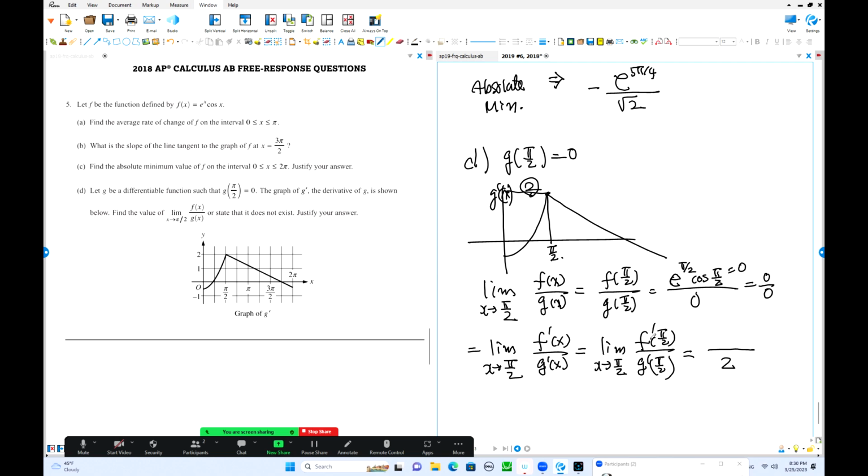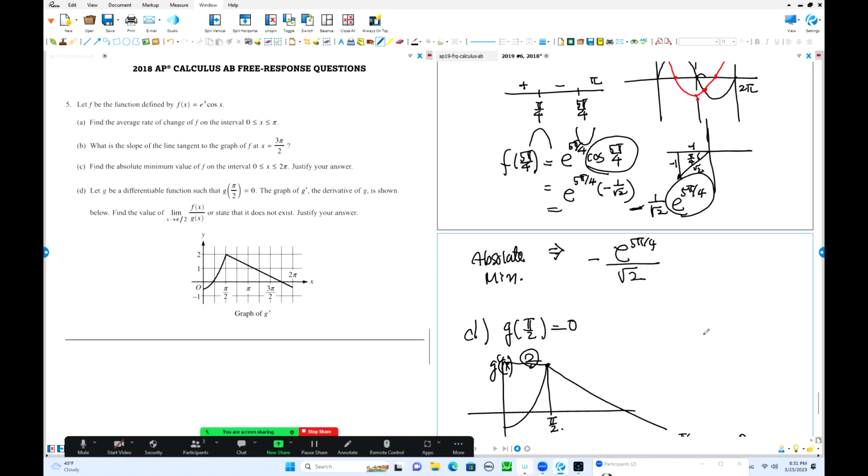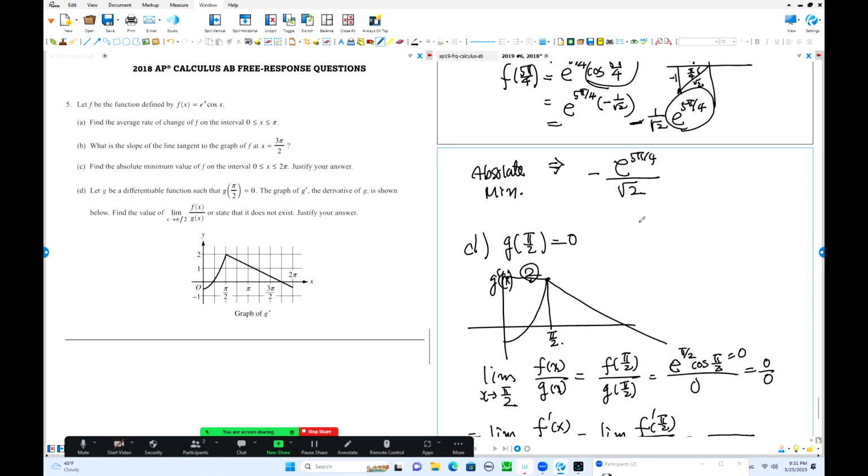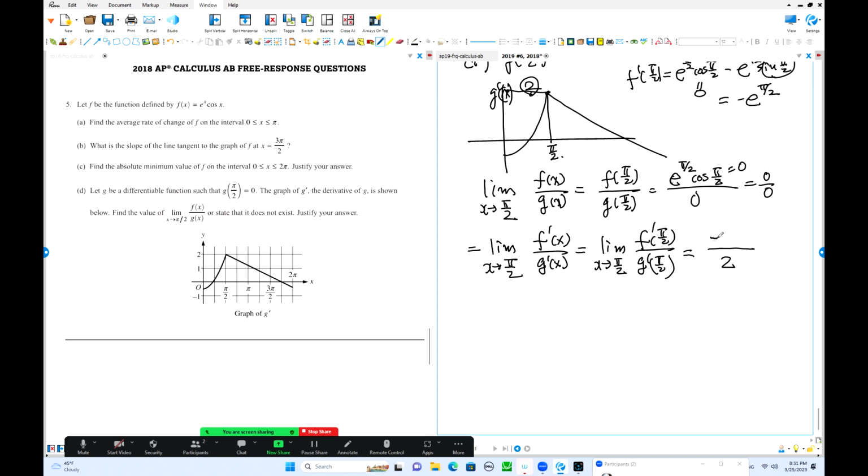Now f prime pi over 2. f prime x, what is that? We just did, okay? E to the x cosine x minus e to the x sine x. So from here, put in pi over 2. E to the pi over 2 cosine pi over 2, that is 0, right? That's always 0. E to the pi over 2 and the sine pi over 2. Sine pi over 2 is 1. That equals negative e to the pi over 2. Okay? So f prime is negative e to the pi over 2. That is the limit value.